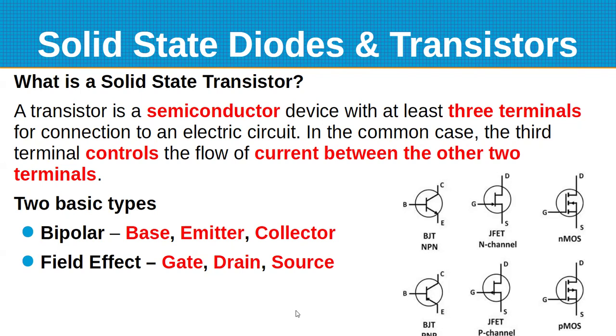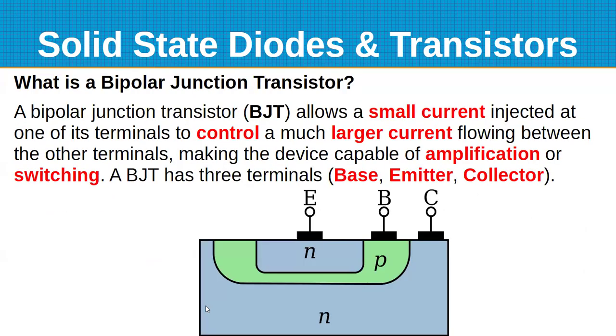So you said the base and the gate control the flow. Correct. Okay. And in the case of bipolar, it's the base current. In the case of the field effect, it's the gate voltage. You'll actually find that the field effect operates similar to a vacuum tube, which I think we talk about next, or in a bit.